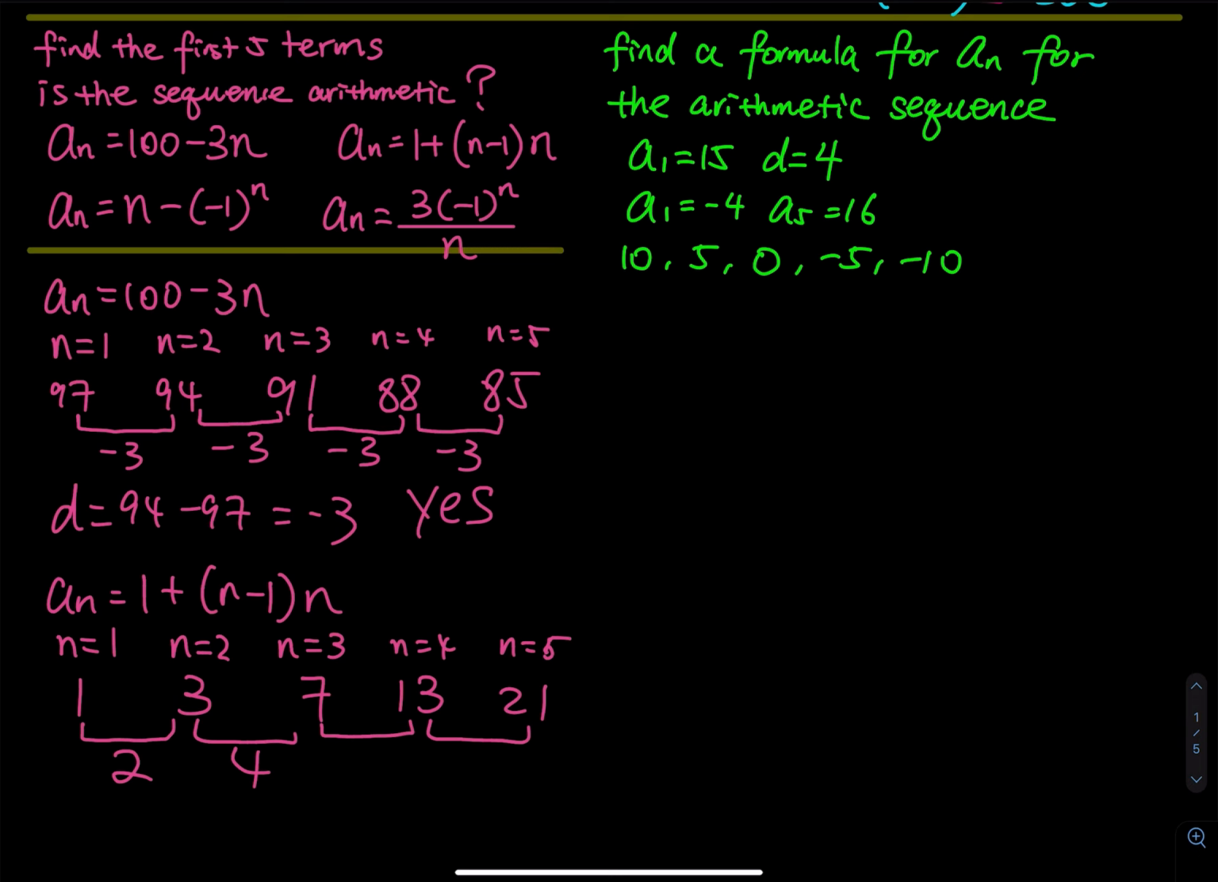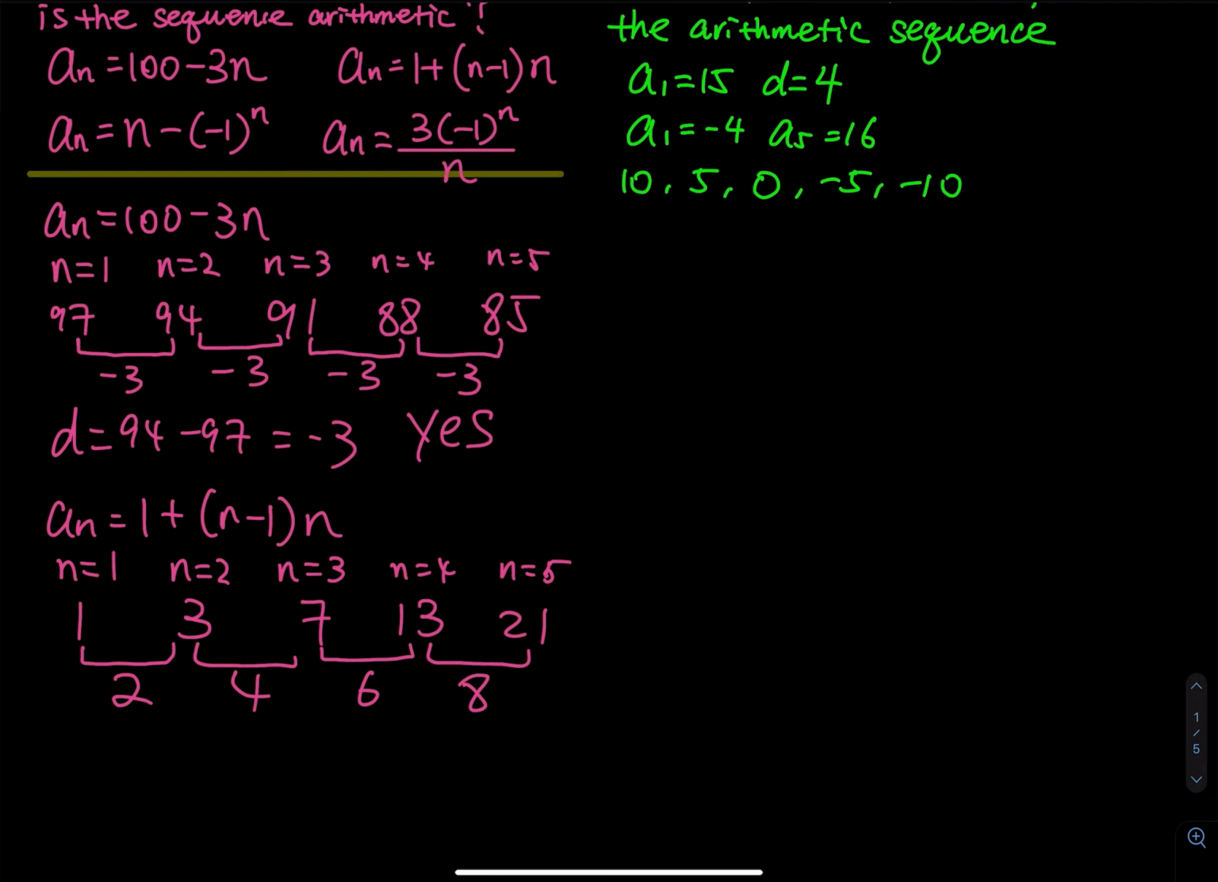But this is a 4. This is a 6. This is a 8. No, the difference is not constant. So if this is an arithmetic sequence, it should go up 2 every single time. So this is not arithmetic.